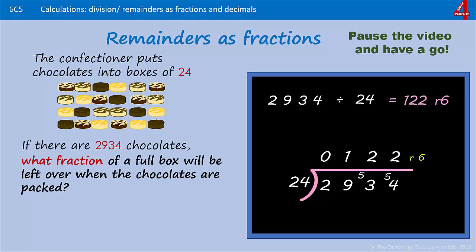There are 6 chocolates left over. There should be 24 in a box. What fraction of 24 is that left over 6? Well, 6 goes into 24 4 times. So 6 out of 24 is the same as a quarter. There's a quarter of a box left over.